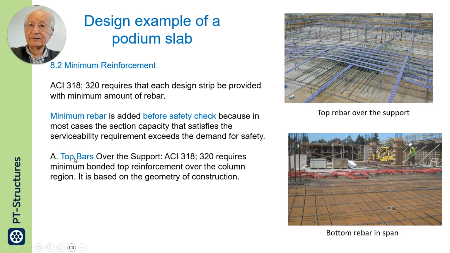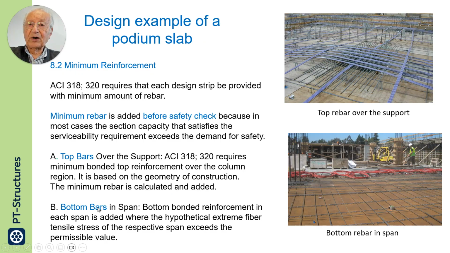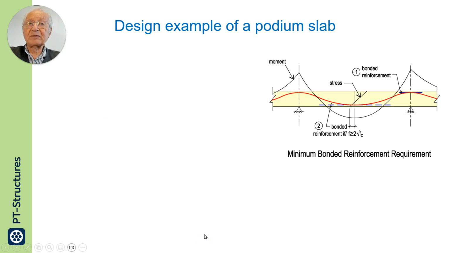One is top bars over the support. ACI requires minimum bonded reinforcement over the column region. It is based on the geometry of construction. The minimum is calculated and added. That is something we have to do. Bottom bars in span. Bottom bonded reinforcement in each span is added where the hypothetical extreme fiber tensile stress of the span exceeds the permissible value.